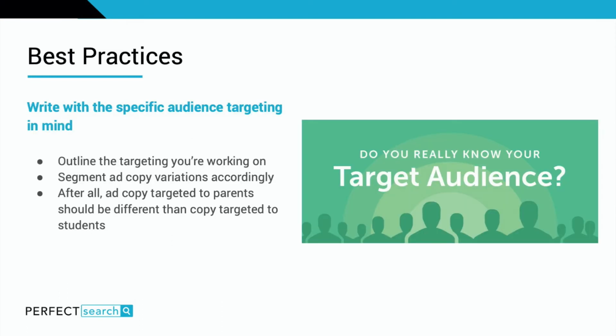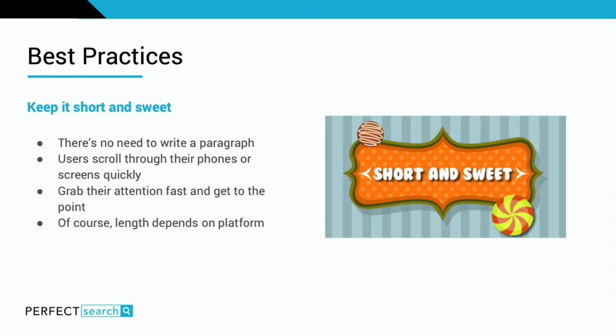Make sure when you're writing, you're doing so with specific audience targeting in mind. So, the best way to start is to outline the targeting you're working on and segment your ad copy variations accordingly. One great example of this is that, of course, your targeting to parents should look different than targeting to students.